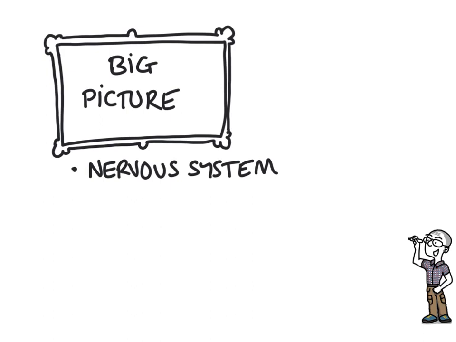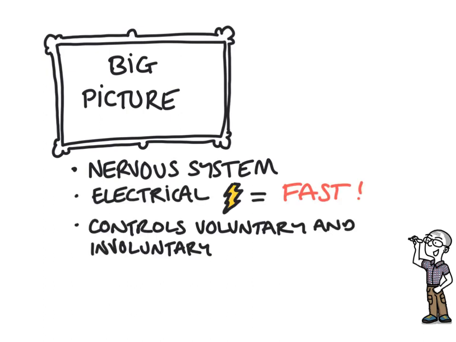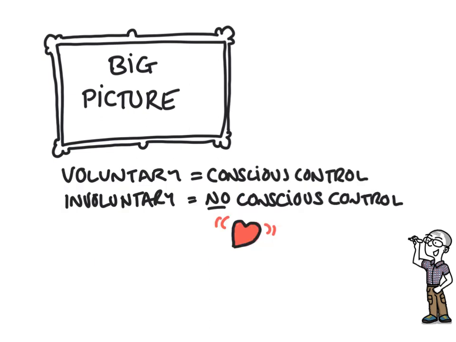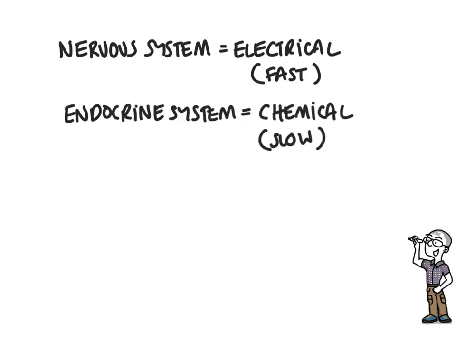The nervous system is the electrical communication system within the body that controls voluntary and involuntary actions, i.e., those we have conscious control over and those we don't, like heartbeat. The focus on electrical here is an important one because later we'll be looking at chemical communication systems within the body when we look at the endocrine system.